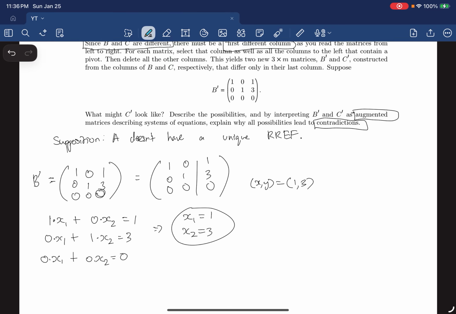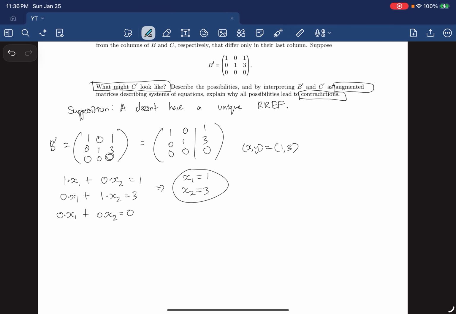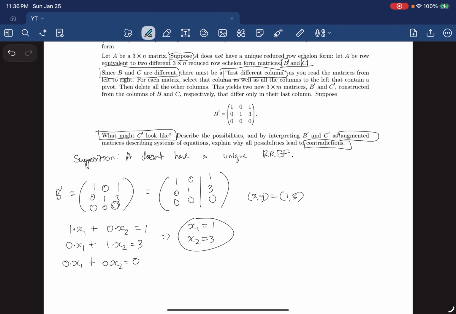Then you want to think about what C prime might look like, right? Well, B prime and C prime, like they said, are constructed from the columns of B and C, respectively, such that they differ only in their last column. They did this by selecting that first differing column between B and C, and then constructing these new matrices, B prime and C prime, that will be 3 rows and m columns, which will only differ in their last column.